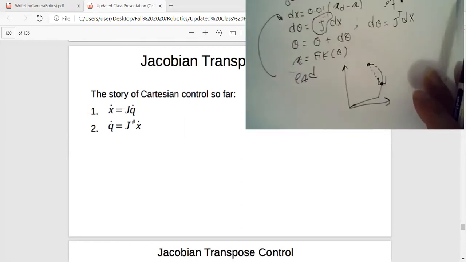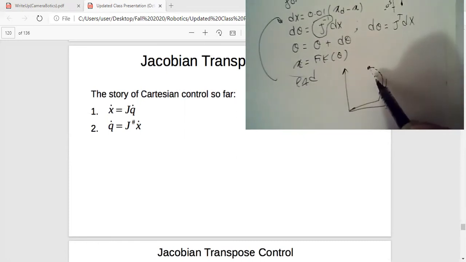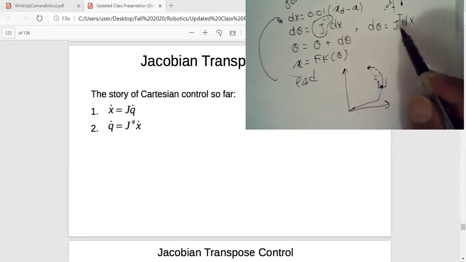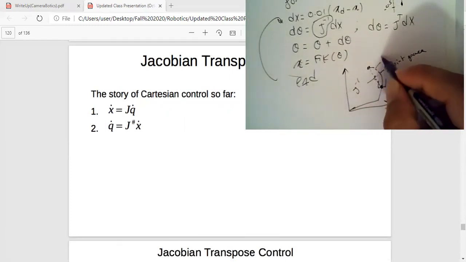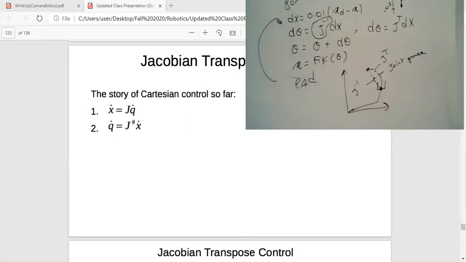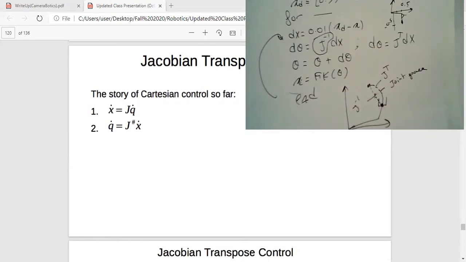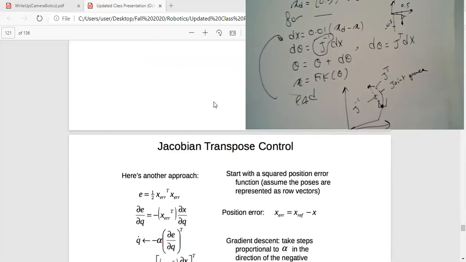So J minus 1 solves the solution in the Cartesian space. But if you use the Jacobian transpose, you actually solve it in the joint space. And this is why it's like a curved motion. So here using J minus 1, here you are using J transpose. So, you know, the Jacobian, even though it's a very simple concept, has a lot of applications in robotics that are very important.